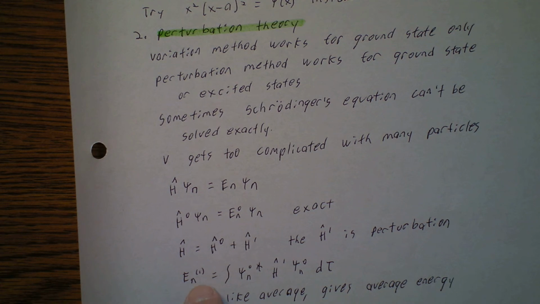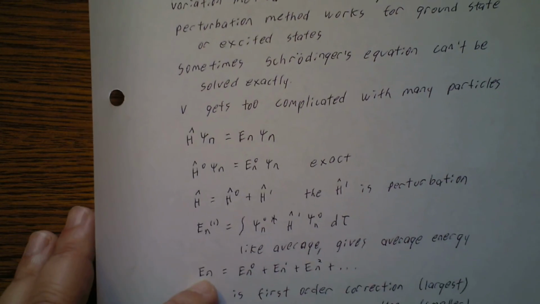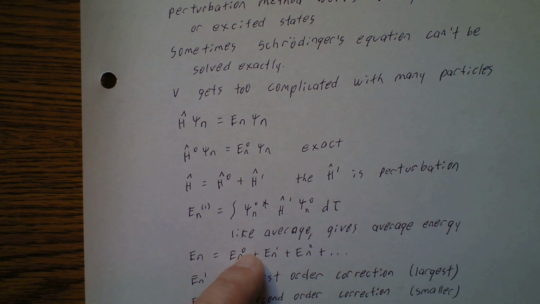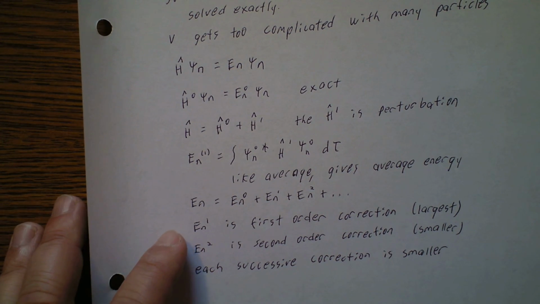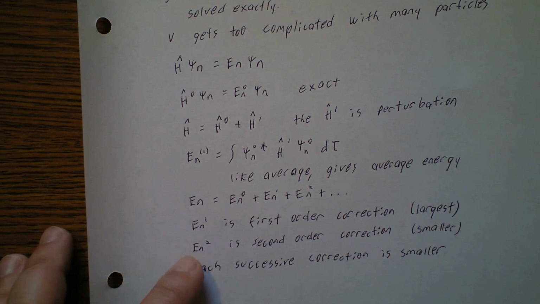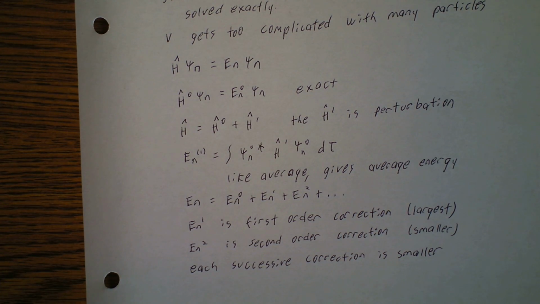So we get En is equal to the integral of psi n star Hamiltonian psi n d tau. So just like an average, this gives you the average energy. And of course En is going to be En0, En1, En2, En3, etc. So we say that En1 will be our first order correction, which should be the largest correction. And then En2 should be your second order correction, which will be smaller than that. And then each successive correction will hopefully be smaller and smaller and smaller. And that's all for that section.